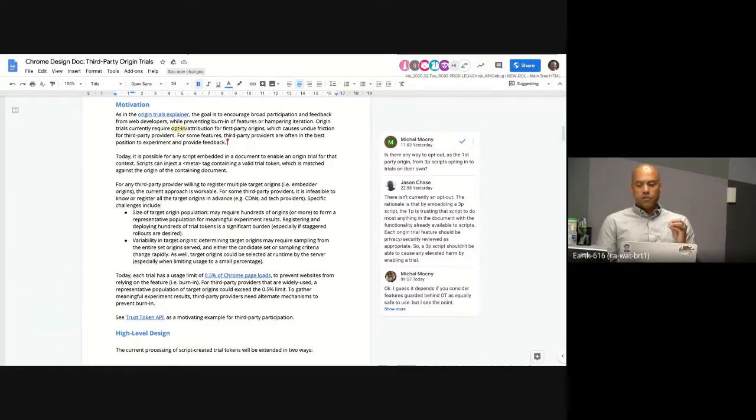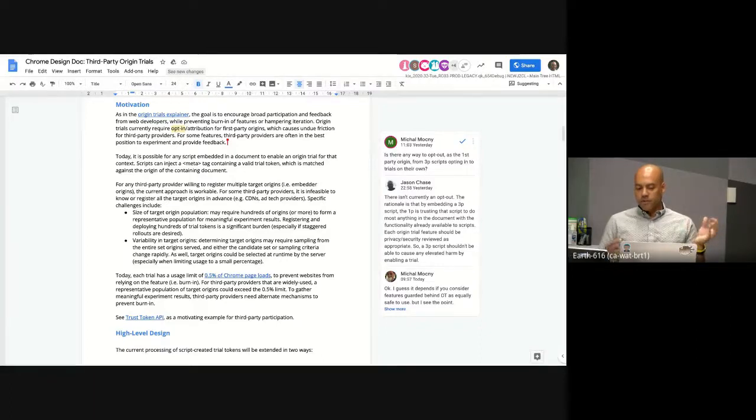The other thing, when you talk about third-party providers, and we're talking with some internally, is that in order to gather meaningful data, they often need to experiment across a large number of origins or a larger number of page hits than we allow by default. Right now we have a 0.5% of page loads limit on usage, and that's to prevent burn-in and prevent people relying on a feature.